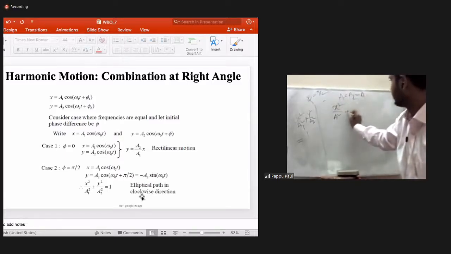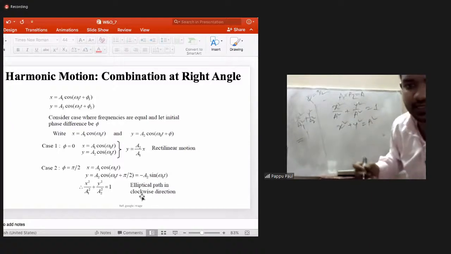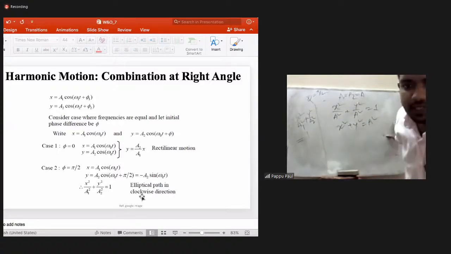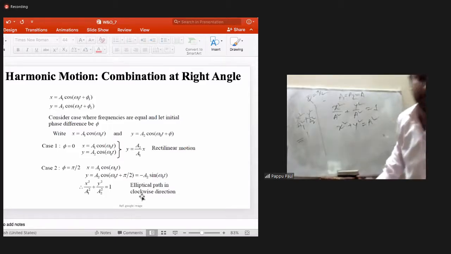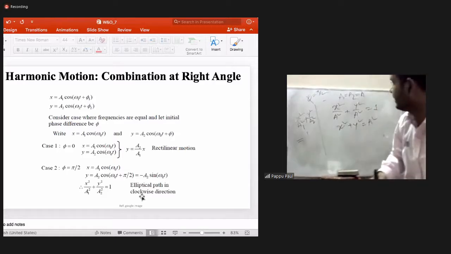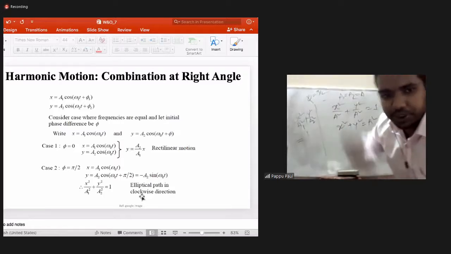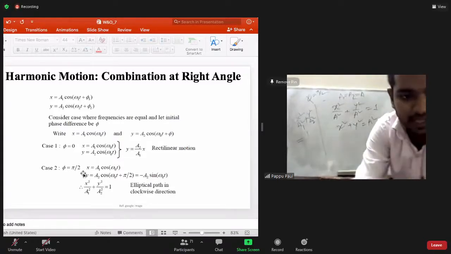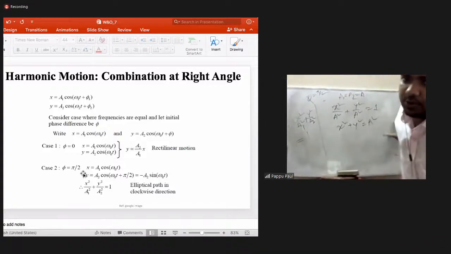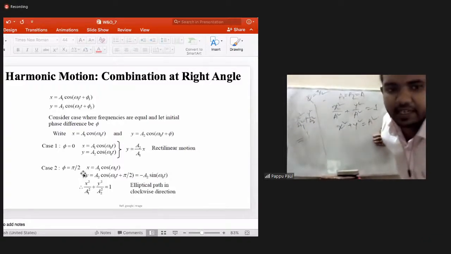Okay, now let's consider that a1 and a2 are equal to a. Then you can put the value of a, and the equation becomes x square plus y square equals a square. What is this the equation of? Circle. This is the equation of a circle. So if you combine two waves, one in the x direction and one in the y direction, if their amplitudes are the same and their phase difference is pi by 2, then we will find the equation of a circle, and the radius of the circle is a.